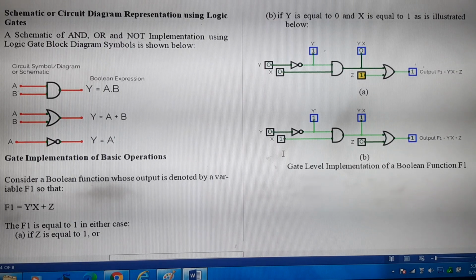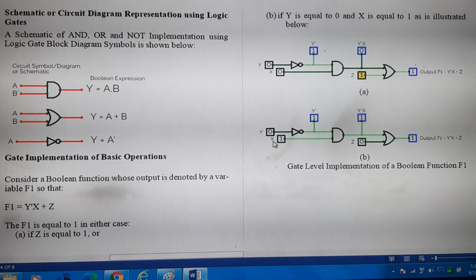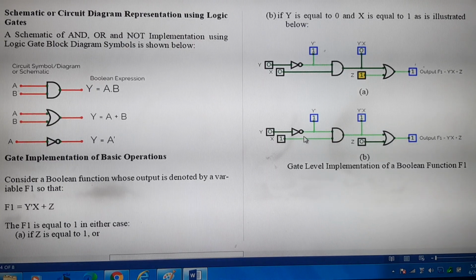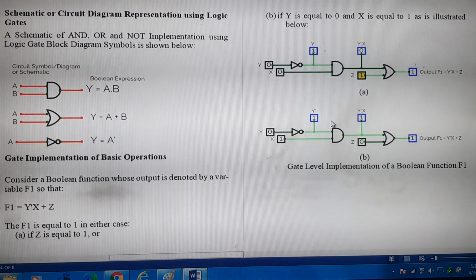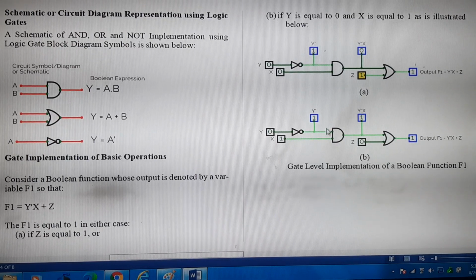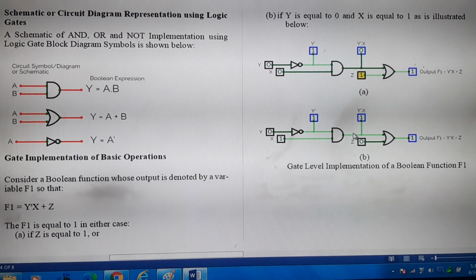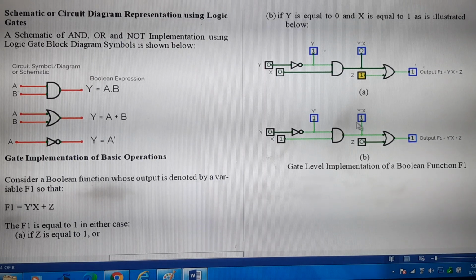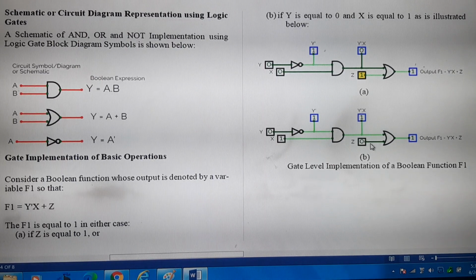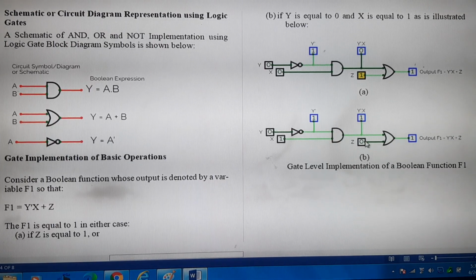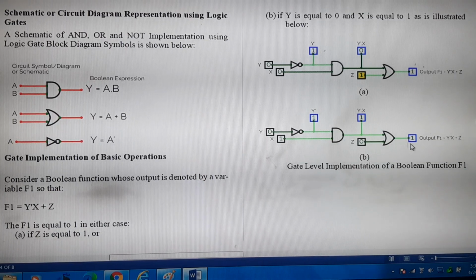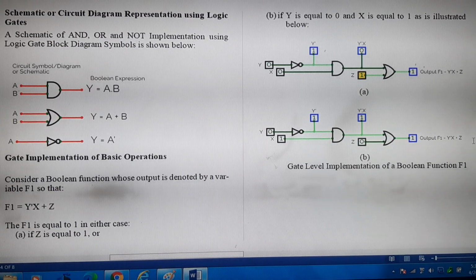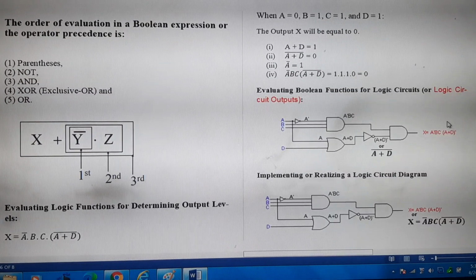Another case, when y is equal to 0 and x is equal to 1. Now if y is 0, its complement y prime is equal to 1. As x is equal to 1, the output of this AND gate will be equal to 1.1, or you can say 1. So y prime x will be equal to 1. Now z, if we take it to be 0, the output of this OR gate will be equal to 1 plus 0 or 0 plus 1, which is equal to 1. So this is the gate level implementation of the F1.